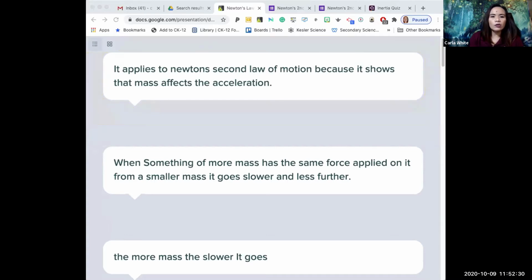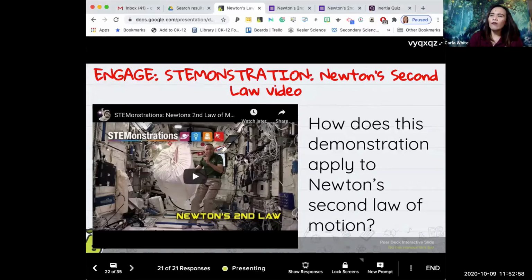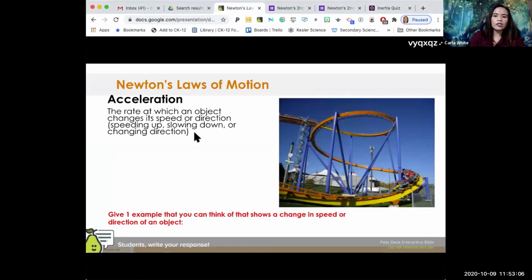That's right. According to Newton's second law of motion, given a fixed amount of force, meaning the force applied in the bungee cord from the example that we saw, the acceleration of the object depends on how heavy the object is. The second law of motion is also called the law of acceleration, and acceleration is just a change in speed or direction, like speeding up, slowing down, or changing direction.